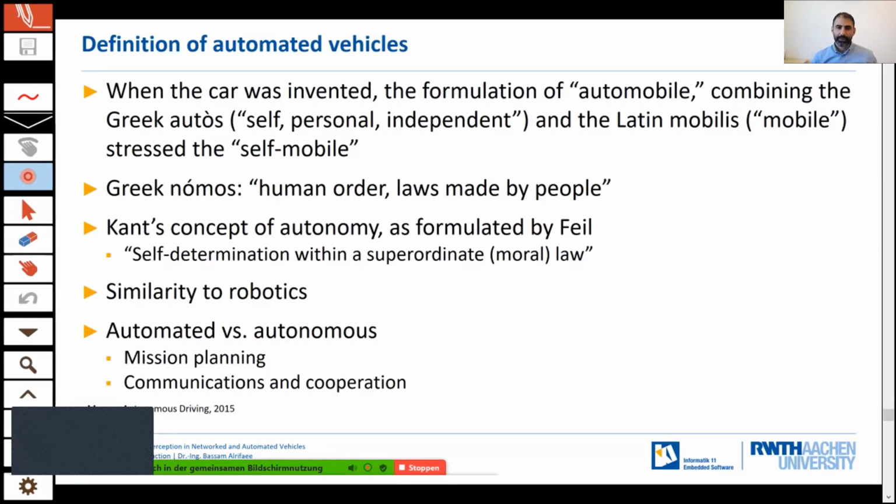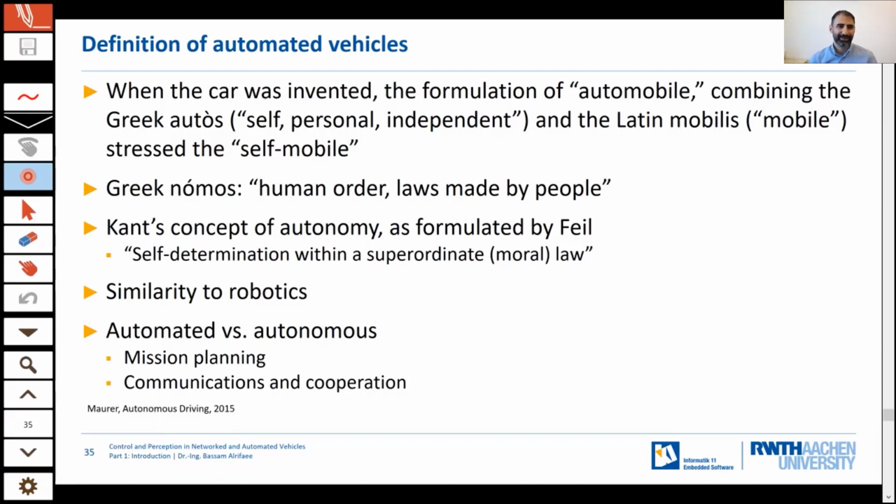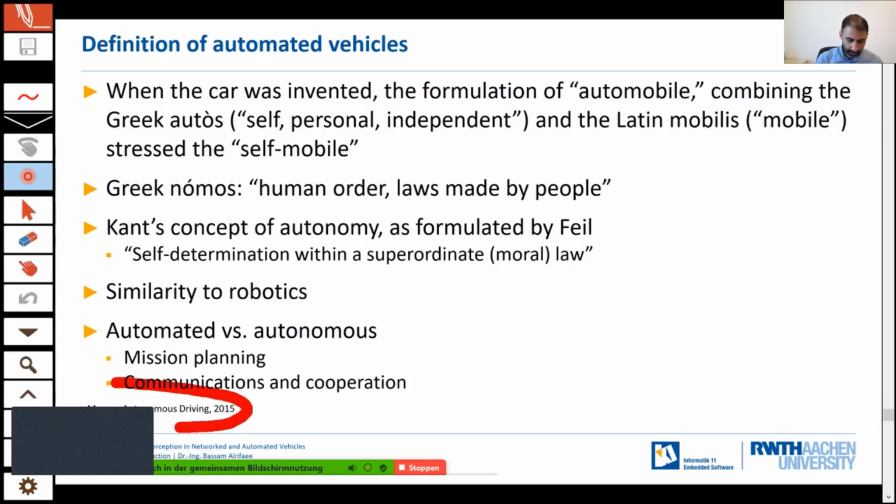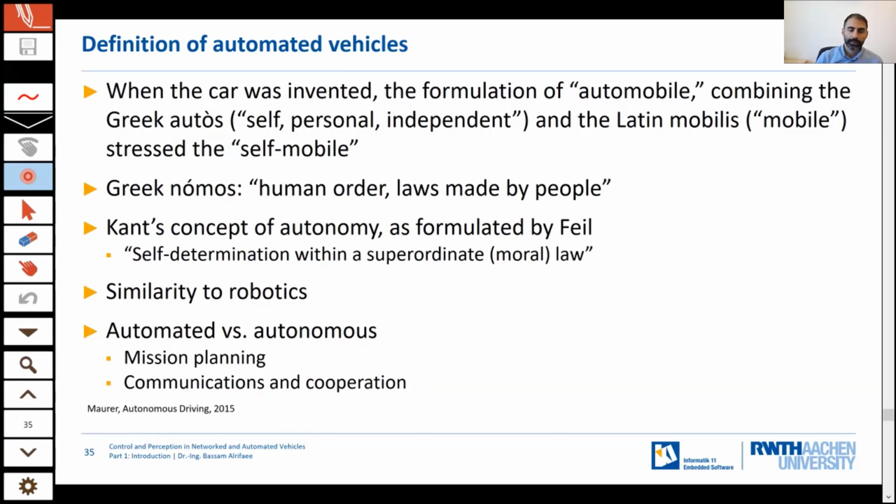So now we have a definition of automated vehicles. Yeah, the bad news, there is no real definition about automated vehicles, and there are many definitions. But what is important for you, I think, is to know the background. And here is a book written by Professor Maurer about autonomous driving. You can find the book in German and in English. If you are in the university network, you get it for free from Springer or from SpringerLink. So just type the title of the book and the name of the author, and you will find it.